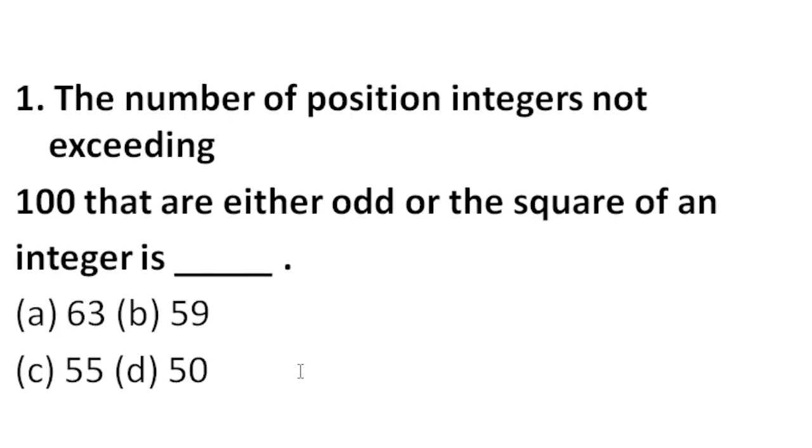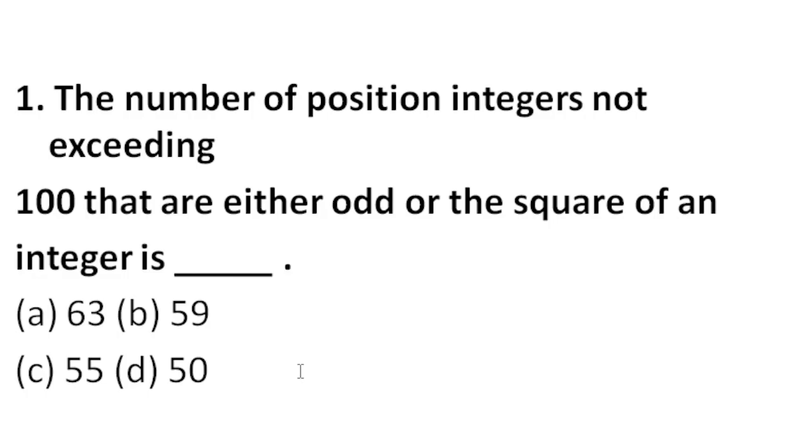The first question is: the number of positive integers not exceeding 100 that are either odd or the square of an integer is. This is today some of the maths questions I am going to discuss. Apart from that, some other subjects are also included. Okay, first look into this first question.